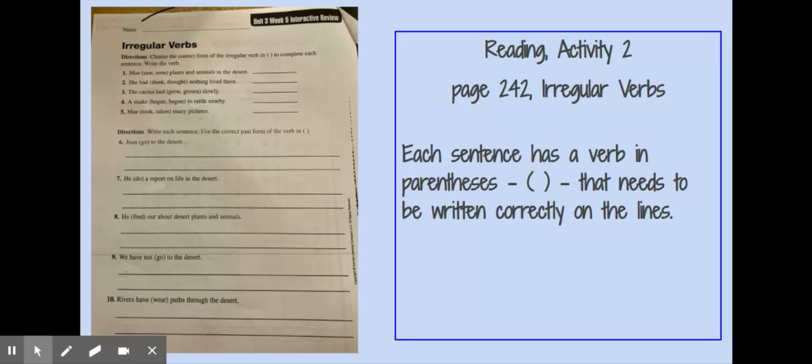So for number 6, for example, we're looking at past tense. Juan blank to the desert. The verb is go, and we're looking for what already happened. Juan didn't go to the desert. Juan went to the desert. So they'll mark out go and write went and copy the sentence on the line.